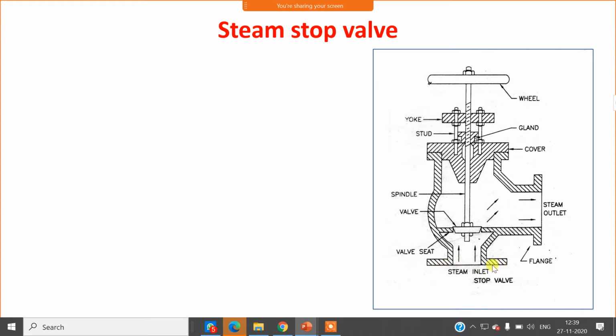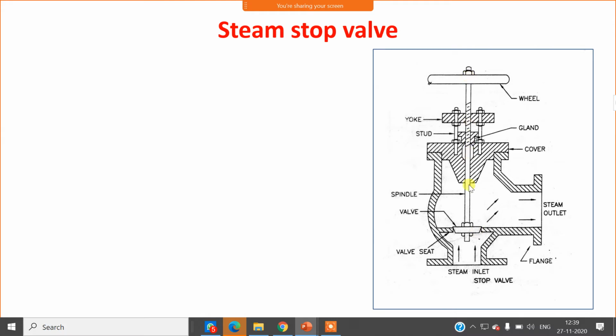Now it consists of a lower flange. The lower flange is mounted on the boiler chest. Now this has an opening. Through this opening, steam enters the steam stop valve. Now the steam stop valve consists of a wheel which is attached to the spindle. The lower end of this spindle is connected to the valve, and the valve is mounted on the valve seat.